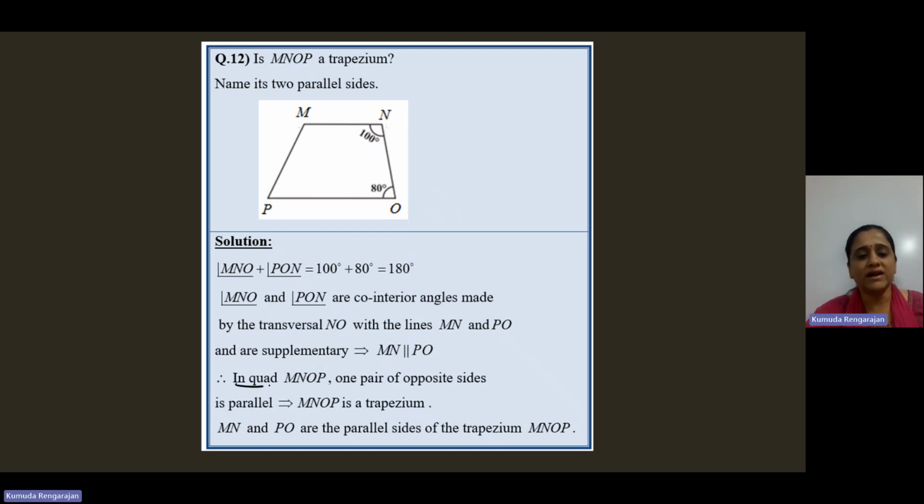Then in the quadrilateral, if one pair of opposite sides is parallel, it's a trapezium. And which are the parallel sides? MN and PO.